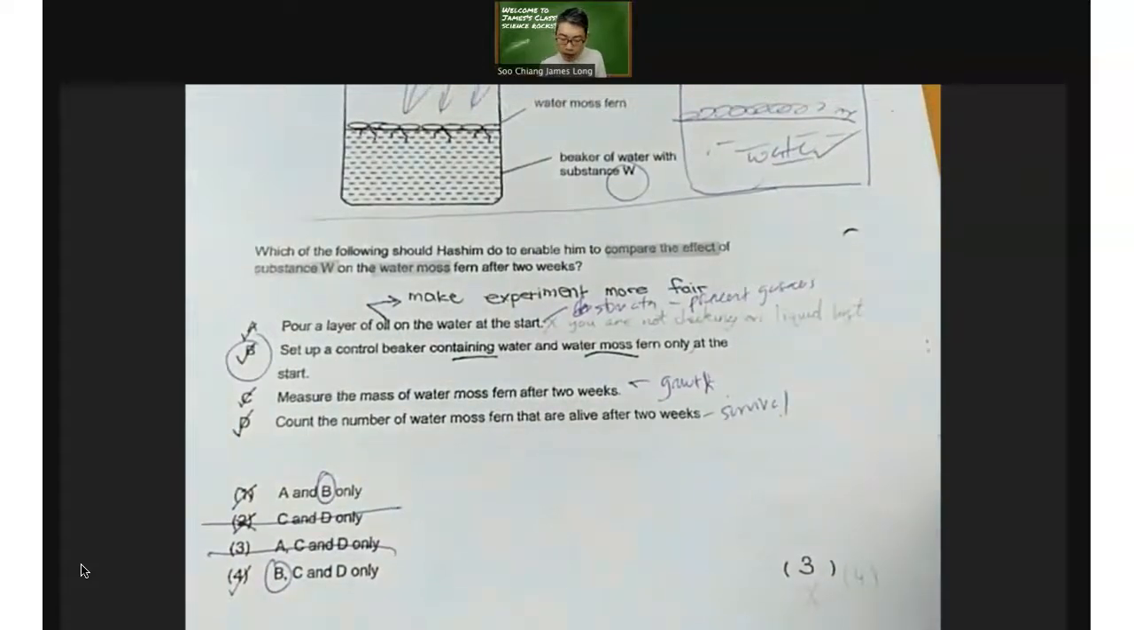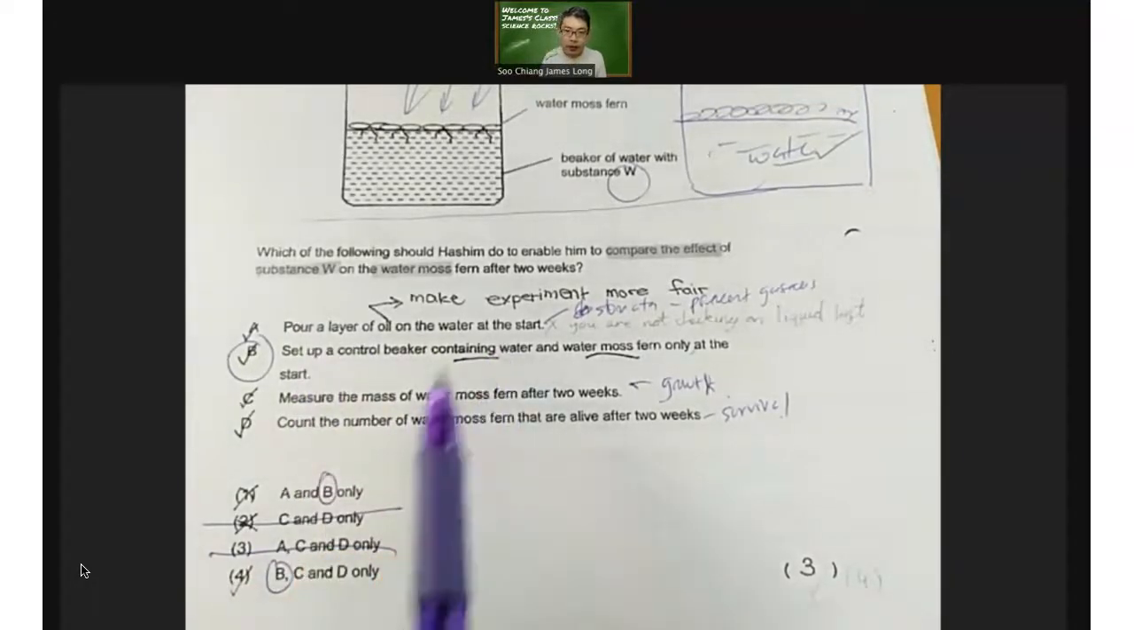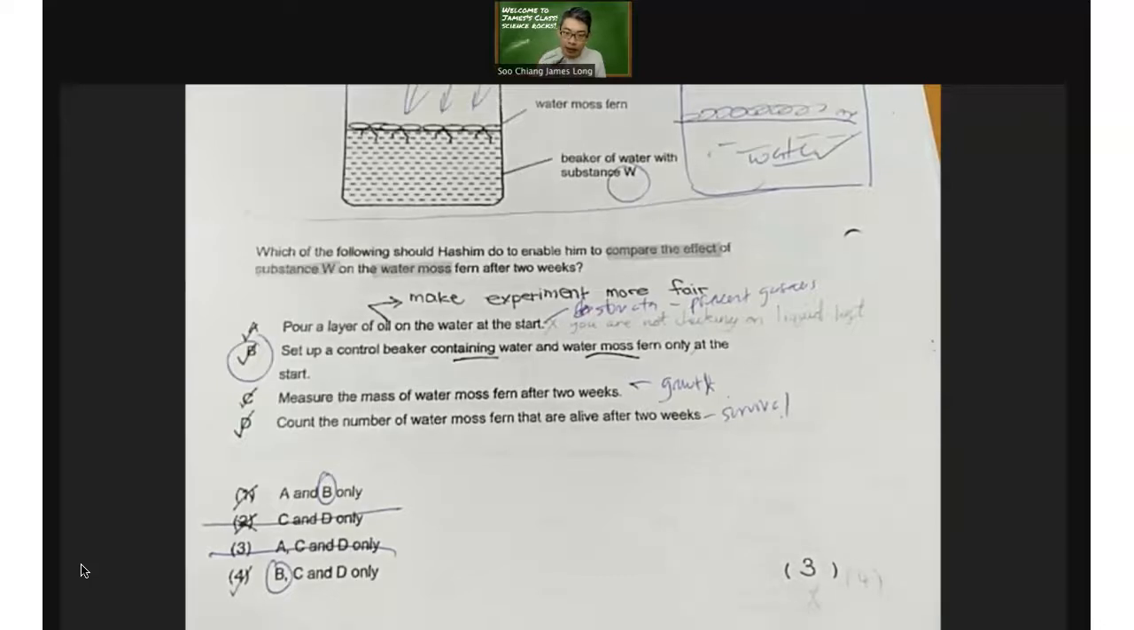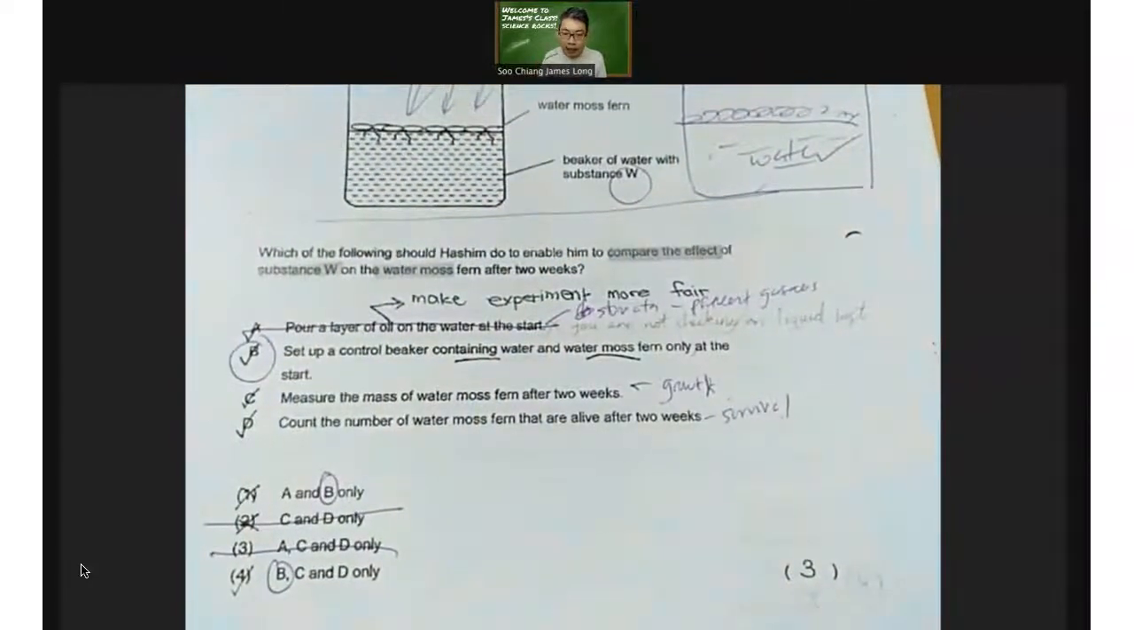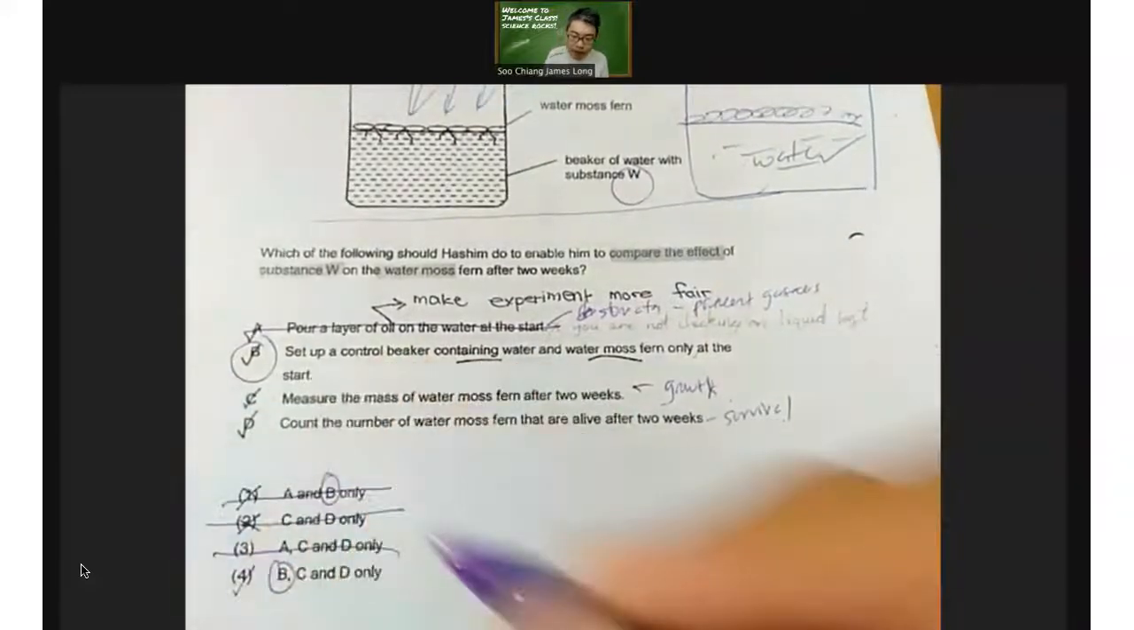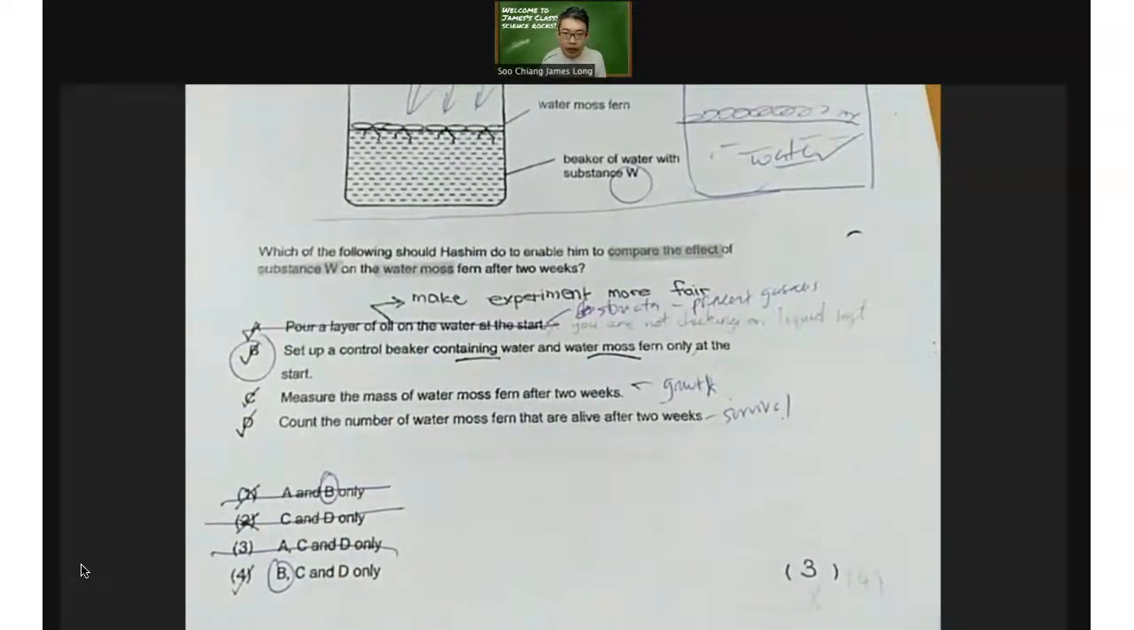But what is the effect? Because the question doesn't tell me exactly, I'm not sure what the effect is. If I cover a layer of oil at the start, the plant will definitely die because the stomata will be covered up. If I cover this, it will die. So I cannot have A. I think by elimination, I will come to 4.